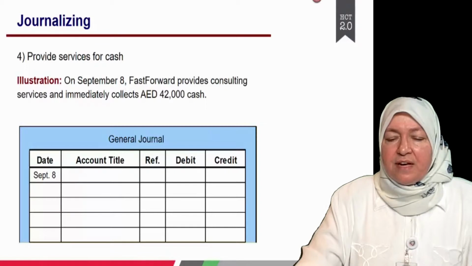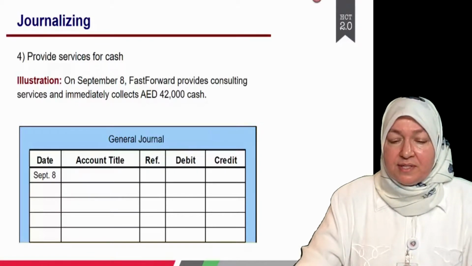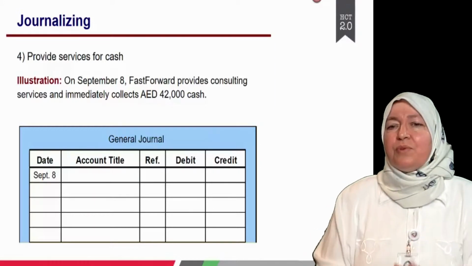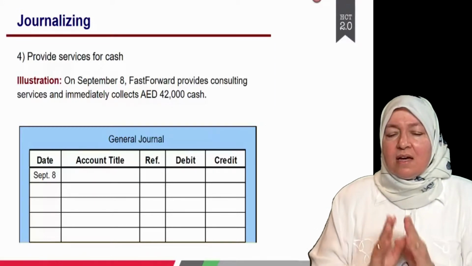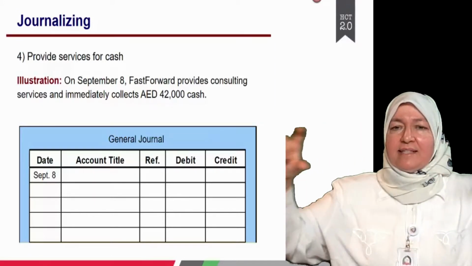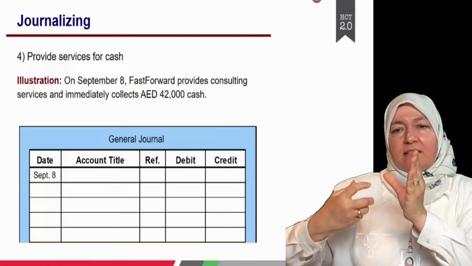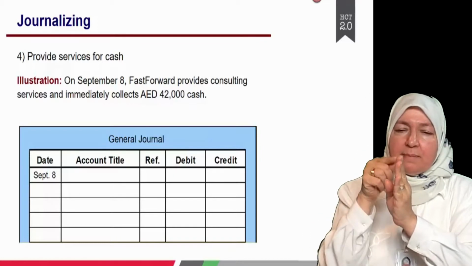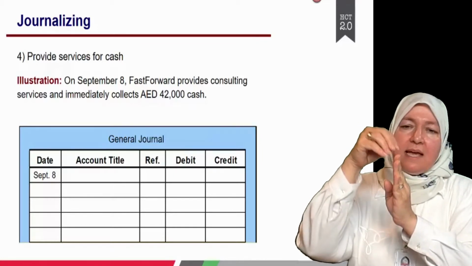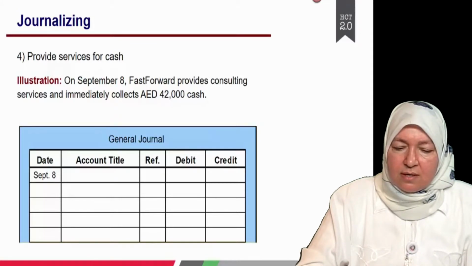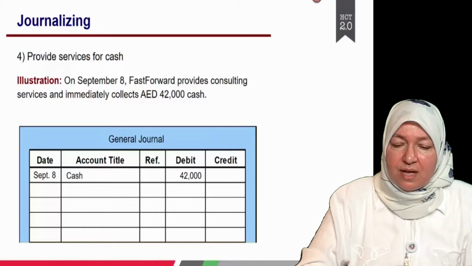On September 8, Fast Forward provides consulting services and immediately collects 42,000 cash. So let's start with cash. We have cash here. Collects cash. Cash is an asset. Its normal balance is debit. So collect means plus, means same as its normal balance. So debit cash, cash is debit, 42,000.